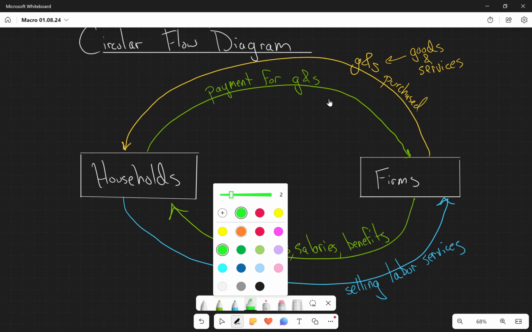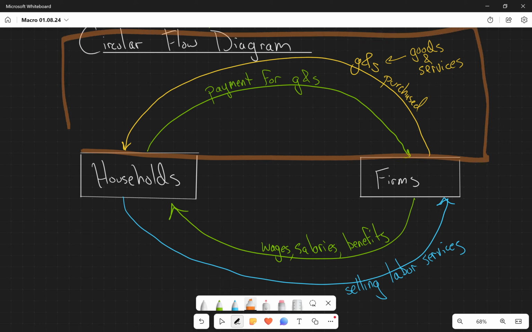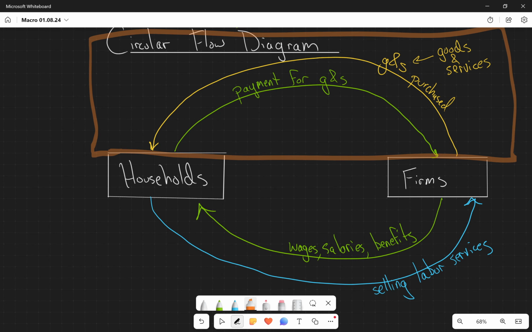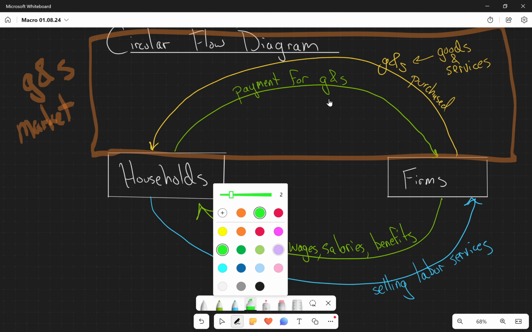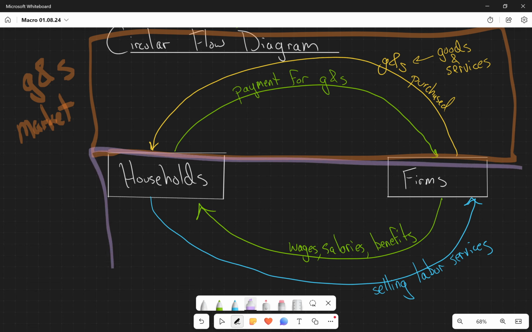So we're used to this part up here, right? That's something we do, we go to Walmart, we go on Amazon, we contribute towards that. So this one is fairly easy for us to identify. This is our goods and services market, while this half here is our labor market.